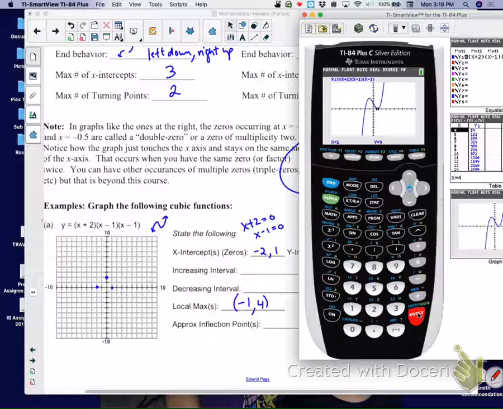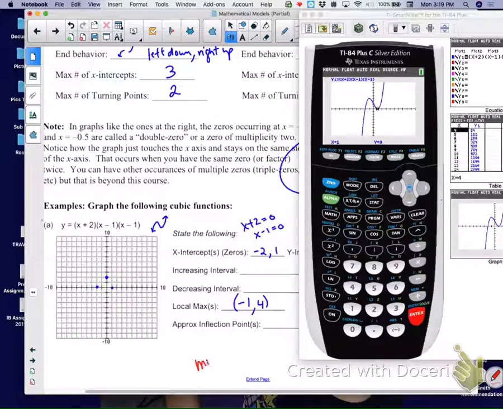Now, I'm going to just jot this down here for a minute, and I'll put it in the right spot in a minute. My minimum, we said, was (0, 1). All right, and then, I'm sorry, (1, 0), not (0, 1).